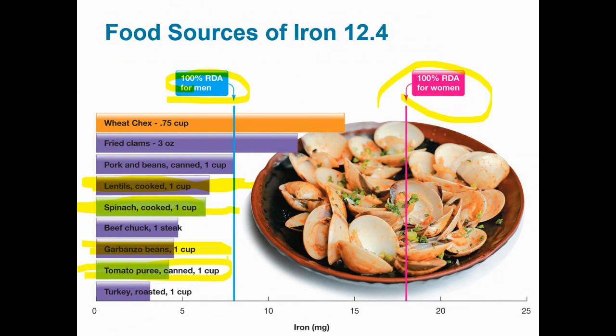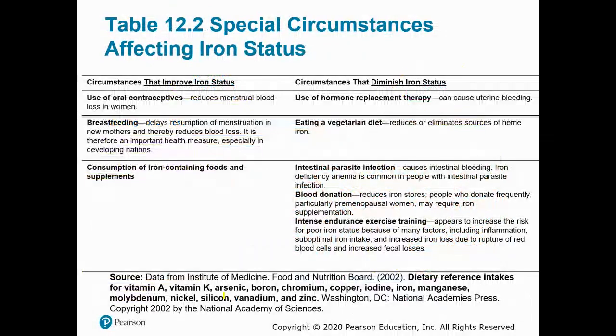So if following a plant-based diet, again, iron, you do have to be pretty mindful of making sure you're getting enough of those iron-rich foods. But legumes are a great source of iron. You just need to make sure to eat enough of them.